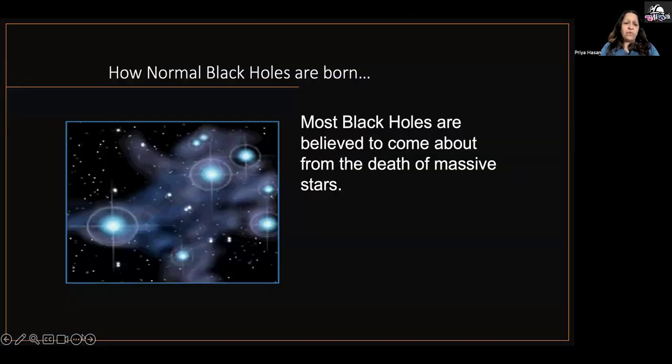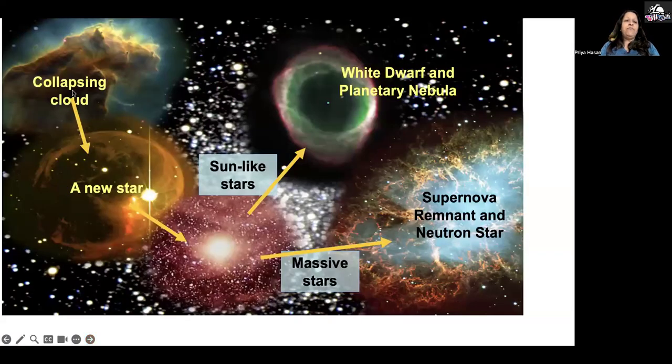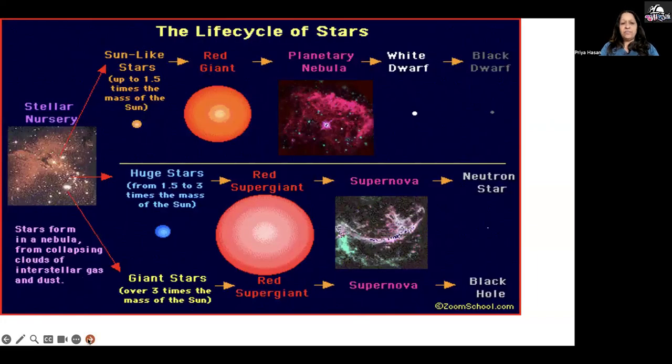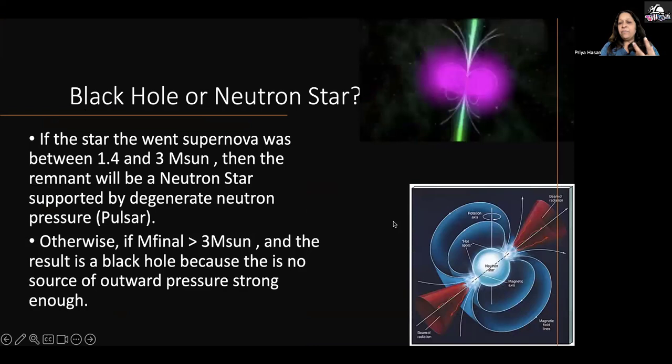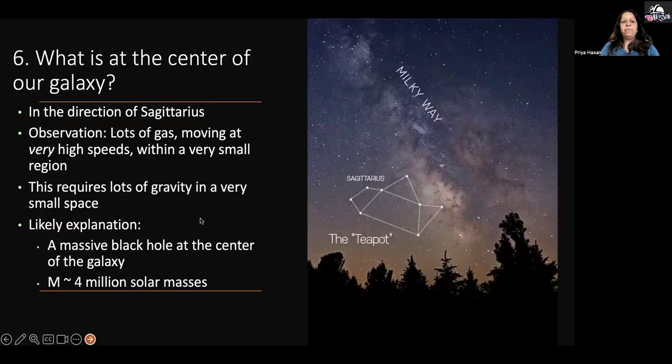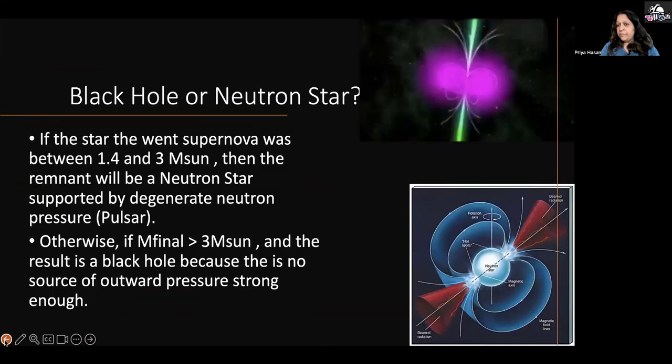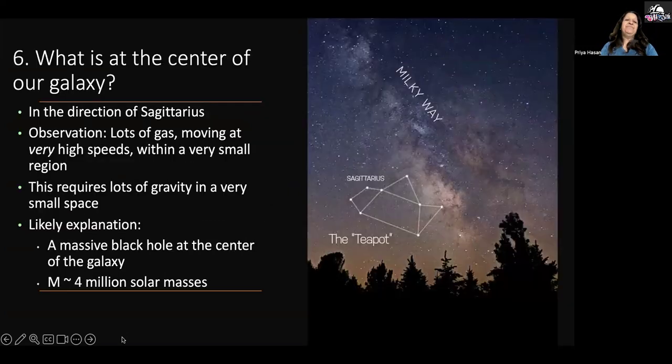Normal black holes are born, like I told you, through the death of massive stars. Massive stars form from a collapsing cloud. The star then bursts out as a supernova, and the core of it collapses and forms what is called a black hole. This is the life cycle of stars, and we don't have the time to talk about it. In a supernova blast, if the central part is not very massive, it could form a pulsar or a neutron star, and if it's more massive, it will form a black hole. So nature does produce black holes. Black holes do exist, of different sizes and different masses.